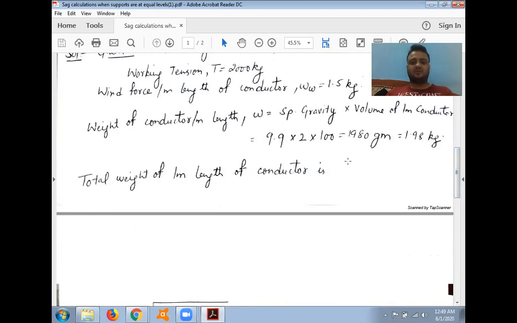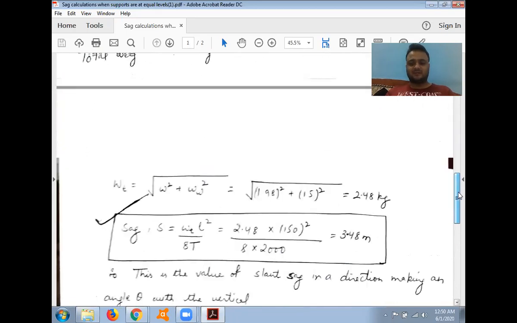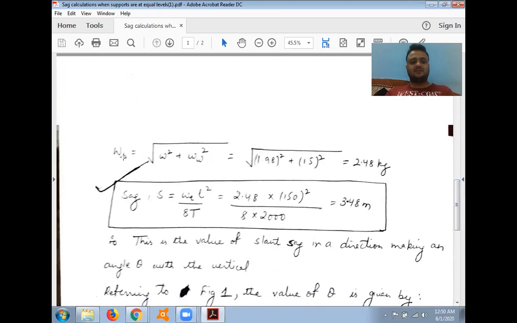Now the wind pressure is already given. The weight of the conductor is calculated. The ice loading effect is not given, so we can take it as zero. So the total weight for 1 meter length of conductor can be calculated from the weight of the conductor and the weight due to wind pressure. The answer will be 2.48 kilogram. We simply applied Pythagoras theorem here: hypotenuse square equals base square plus perpendicular square.